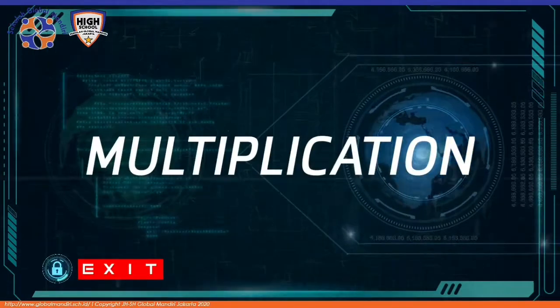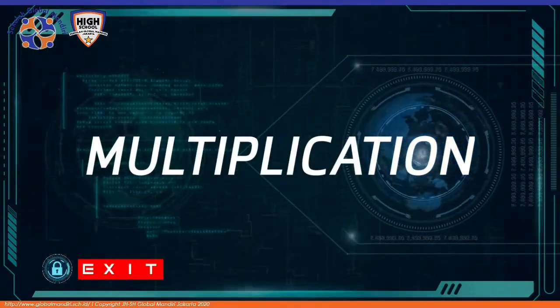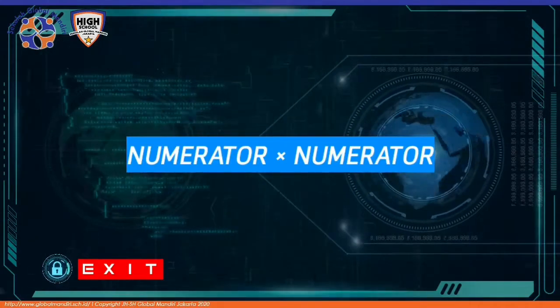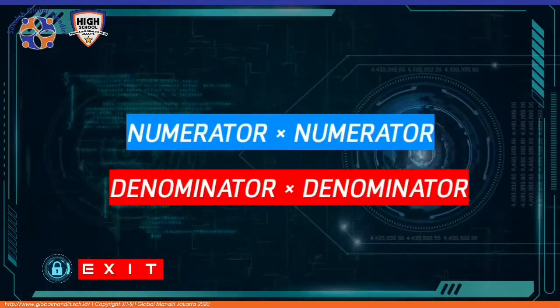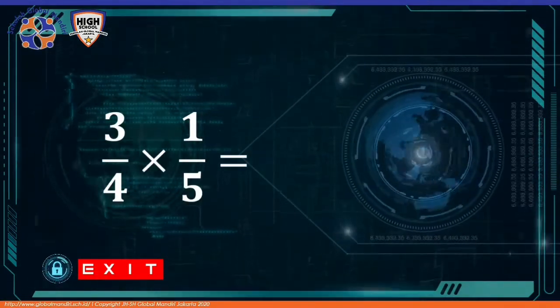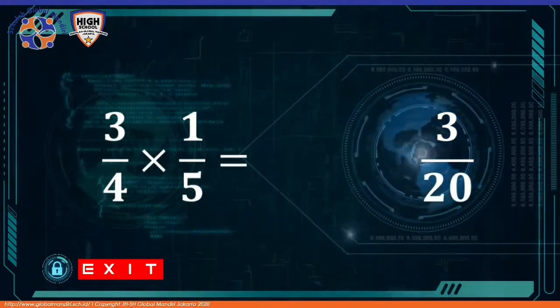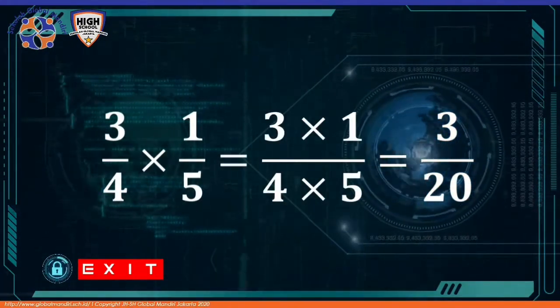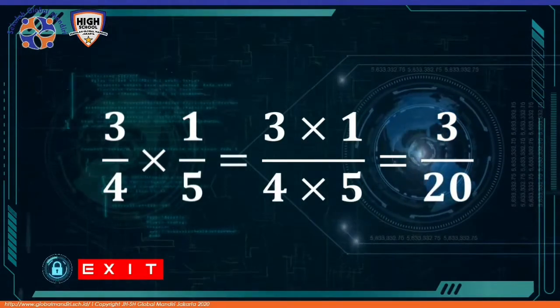For multiplication of fraction, we just need to multiply the numerator with the numerator and the denominator with the denominator. For example, 3 over 4 times 1 over 5. The answer must be 3 over 20, since 3 times 1 is 3 and 4 times 5 is 20.